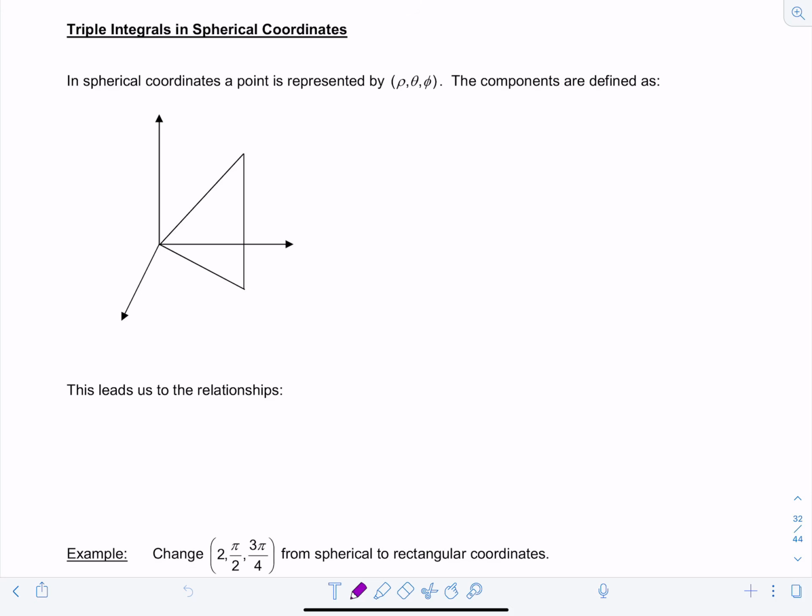In case you're not familiar with some of these Greek letters, this first one here is rho. Theta you should know, and the last one is phi. All right, so here's our point in our three-dimensional coordinate system, and it's represented by rho, theta, and phi, and I'm going to demonstrate exactly where they all are, okay?